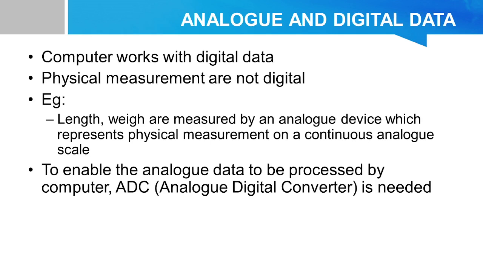And analog and digital data, this is important, because when we are talking about measurement, as I mentioned before, you measure using the sensor, and the data is analog. So for example, length and weight are measured by an analog device which represents the physical measurement.